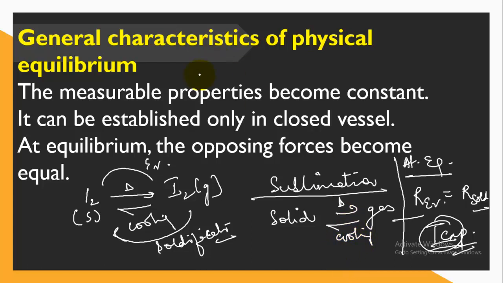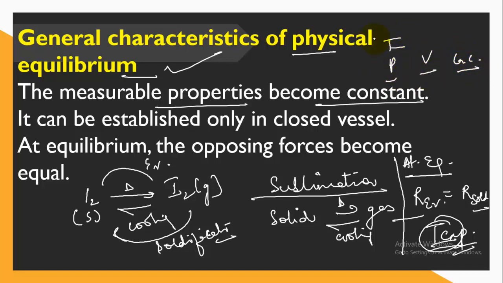So I think now we can study the characteristics of physical equilibrium. We have seen that in physical equilibrium, the measurable properties like temperature, pressure, volume, or concentration become constant at the equilibrium point. Second, physical equilibrium can be established only in a closed vessel. This is very important. Equilibrium cannot be established in an open medium. We need a closed system for that, right? So it can be established only in a closed system, or closed vessel.